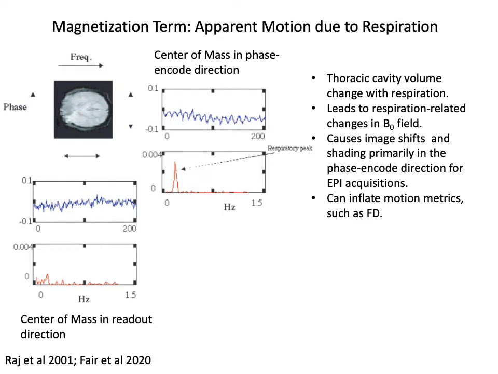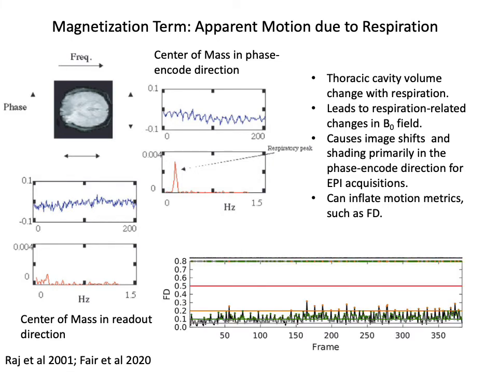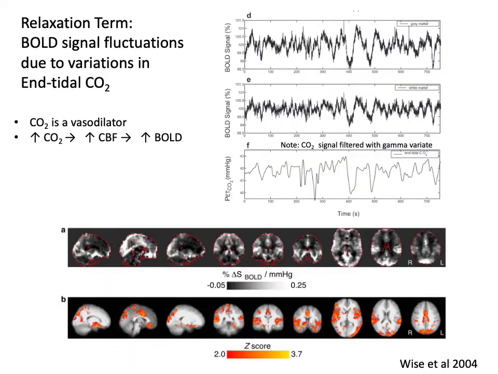In this figure from Raj and others, we can see that the center of mass of the image exhibits large fluctuations along the phase encode direction that occur at the respiratory frequency, whereas fluctuations along the readout direction are much smaller. Recently, it has been shown that respiratory-induced artifacts can lead to spurious increases in motion metrics, such as FD, that are commonly used to assess scan quality and guide image censoring approaches.